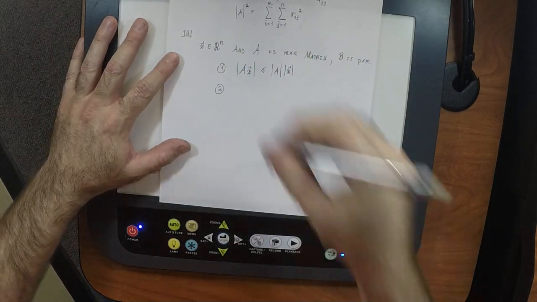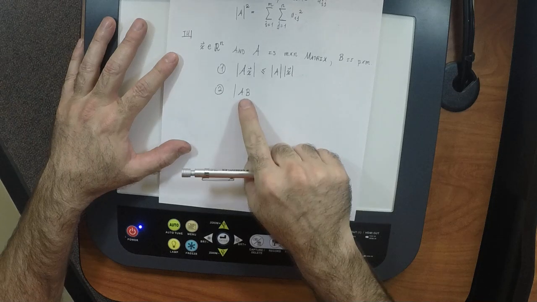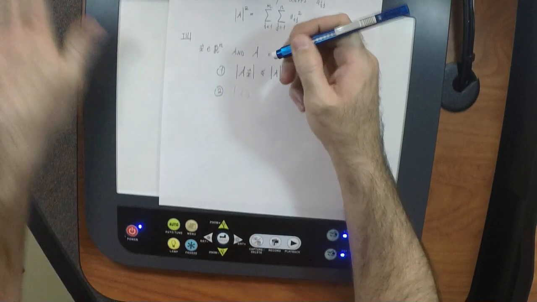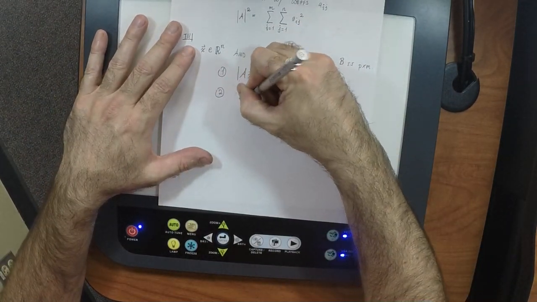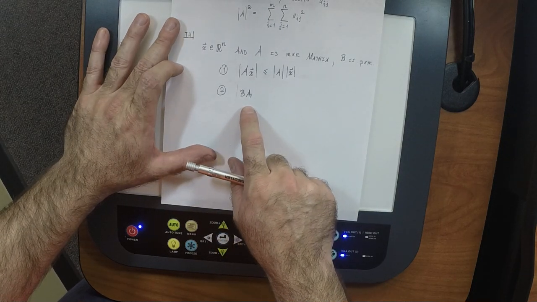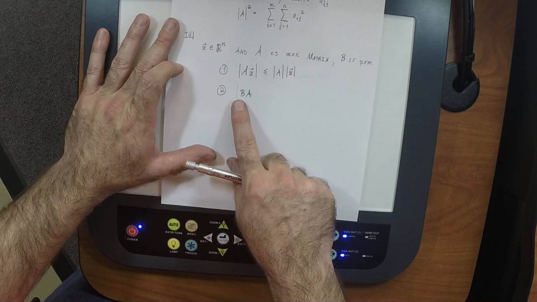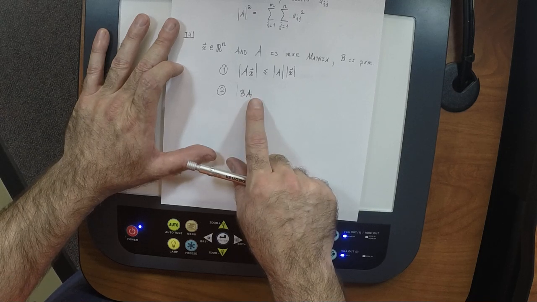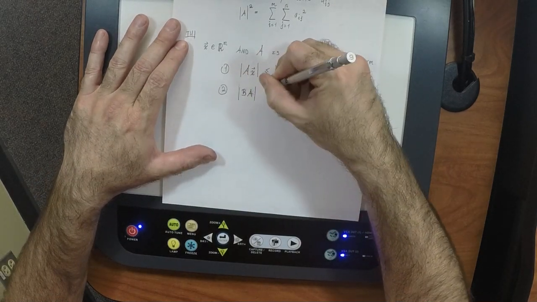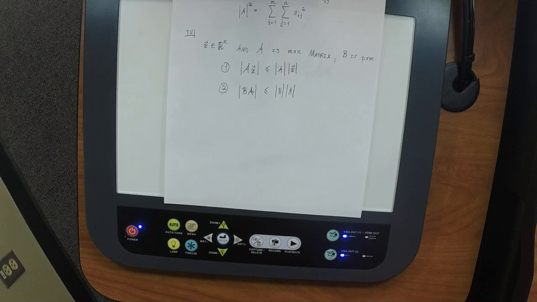Also, AB, no wait, is this one compatible? No, the other one. So BA, is that a compatible product? Why is it compatible? P times M, right. So P cross M and M cross N, so the M's in the middle match. Okay, so this right here is also less than or equal to the norm of B times the norm of A. Good.